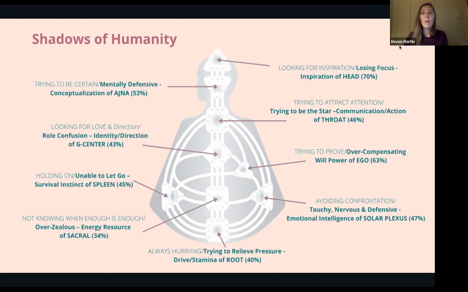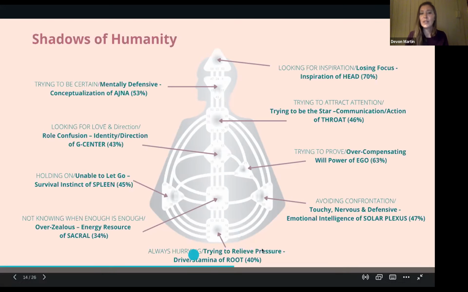Now, I want you to remember that these are shadows of humanity. So it doesn't mean that anything's wrong with you. It just means that you may be internalizing, amplifying, and distorting energy from the environment and misinterpreting it in your life. So this is basically our stress and our suffering from the open centers. So for example, this always hurrying, trying to relieve pressure.